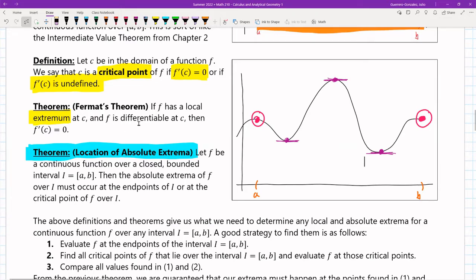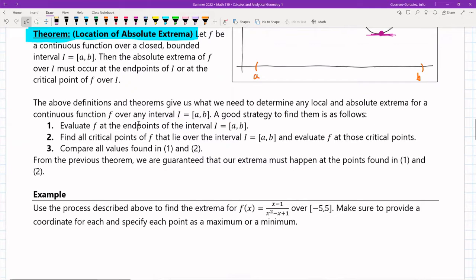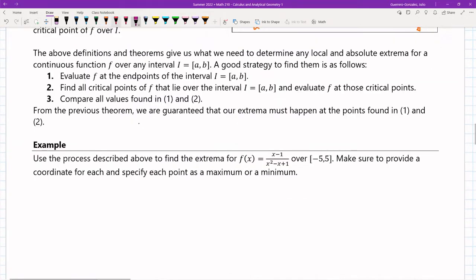This altogether gives us a pretty good game plan for how to find local extrema for our function, and those are these three right here. First, find the values of the endpoints. Number two, find all the critical values, wherever those critical values are. And number three, compare all the values that you found for number one and number two. The biggest one is your maximum and your smallest one is your minimum.